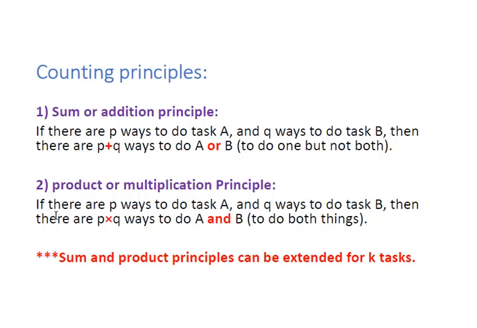And for the product principle, if there are P ways to do task A and Q ways to do task B and H ways to do task C, then there are P times Q times H ways to do A and B and C. It means to do all of them.